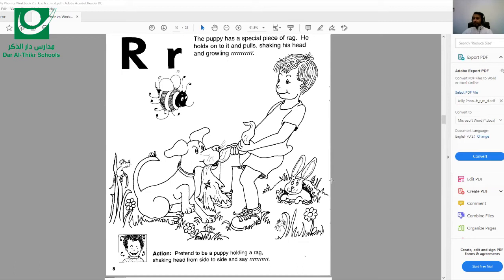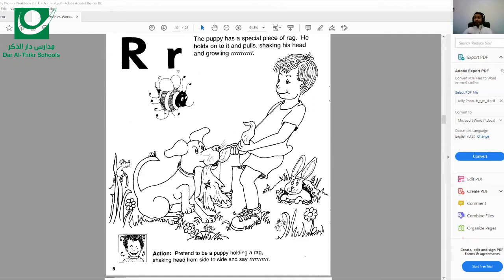If you look at the picture, the puppy has a special piece of rag, biting it and pulling it, making that sound. And this is the sound, my friend, of the letter R. Okay? Now pretend to be a puppy holding a rag in your mouth, shaking your head from side to side, and say, "Rrr, rrr." That is the sound of the letter R.